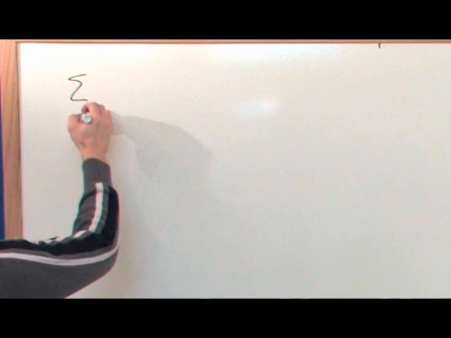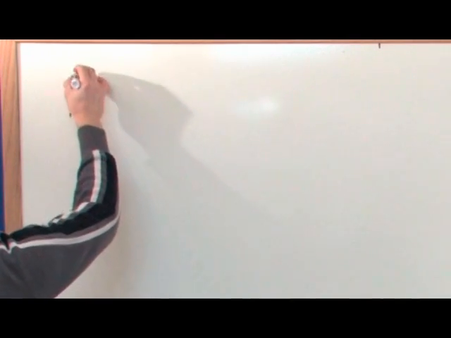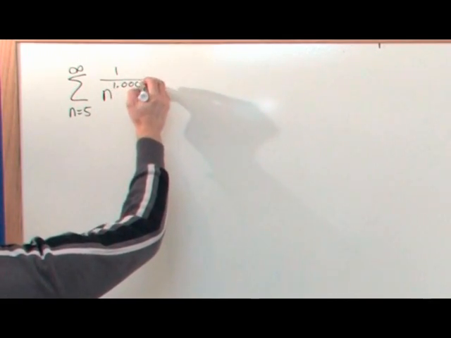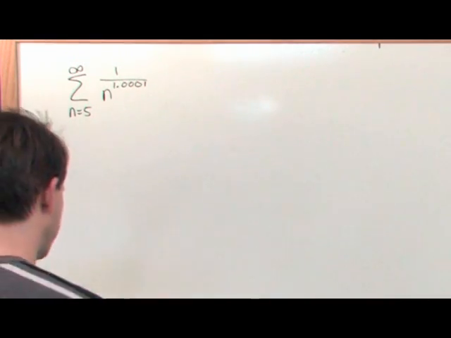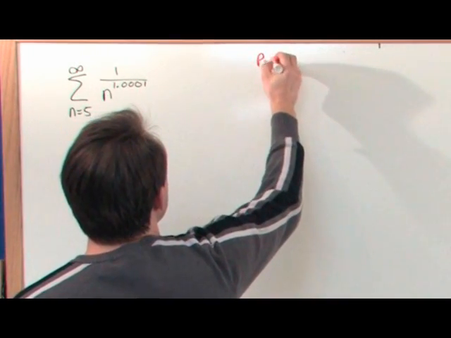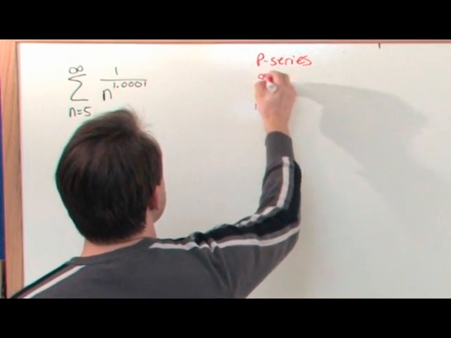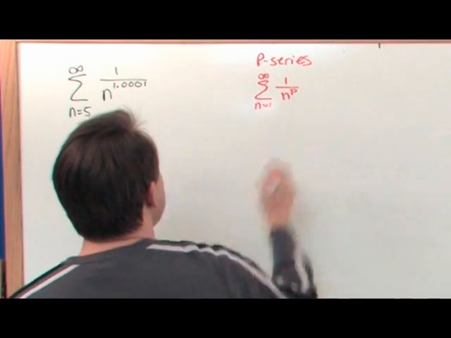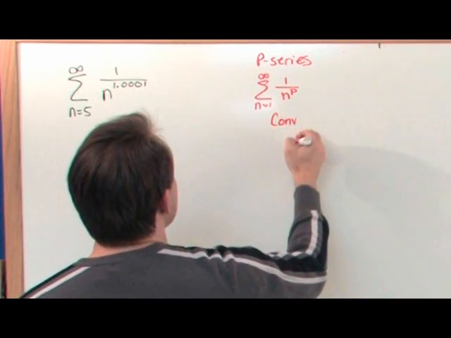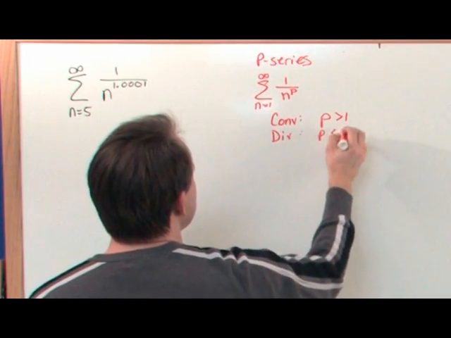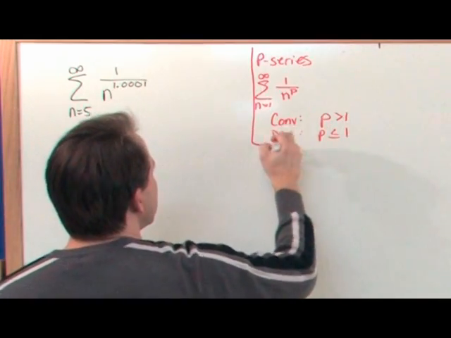Okay, the next problem is the sum from n equals 5 to infinity of 1 over n to the 1.0001. That is my series. We're going to be using the p series quite a bit in this section, so I'm going to write that down over here. The p series, for reference, is the sum from n equals 1 to infinity of 1 over n to the p, and it converges for p greater than 1, and it diverges for p less than or equal to 1. That's important, so I'm going to keep it up there for this section.